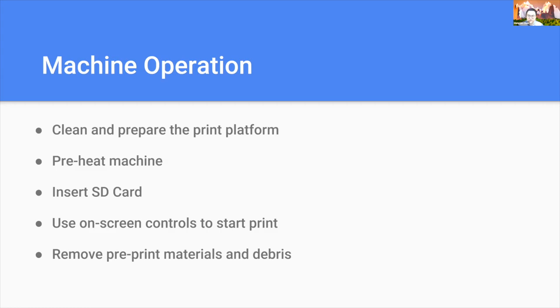After that, you want to put in your SD card. You want to use the on-screen controls to start the print, or you can use your computer controls to be tethered to the printer. You also want to remove some of the debris on the bed, right? So when you clean it, if there's plastic left over on the bed, you want to be able to clear that.